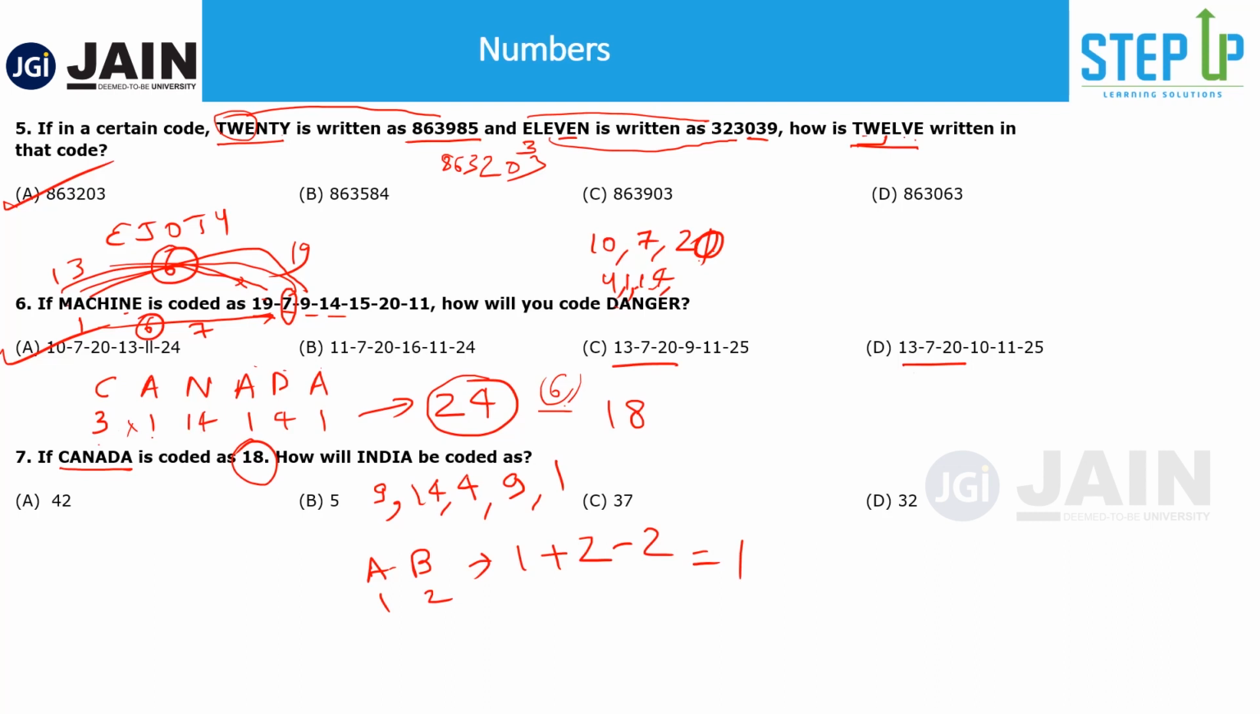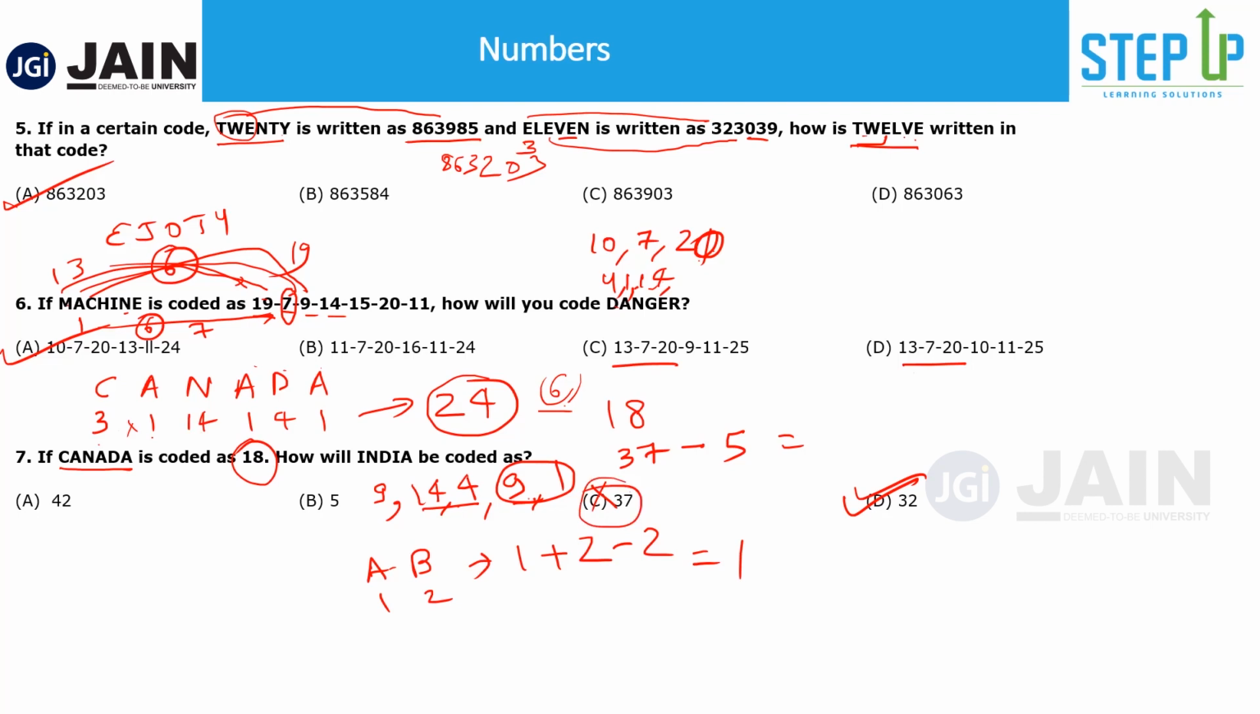So 9 plus 1 becomes 10. This is 18, right? 10 and 18 is 28. 28 plus 10, 38 minus 1, 37. 37, but is 37 the answer? No. We have to also subtract the number of letters, 1, 2, 3, 4, 5, minus 5, which is 32. So actually this is the answer. So be careful, don't mark the option the moment you get 37. So that was the logic.